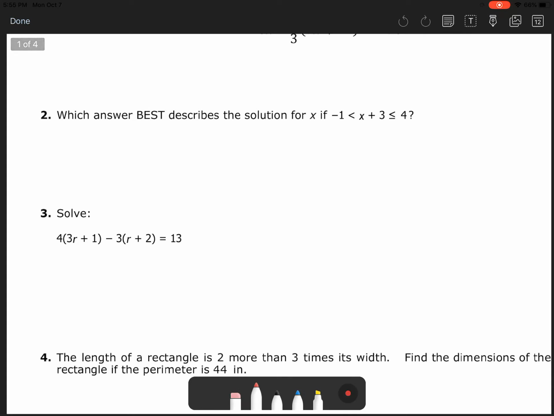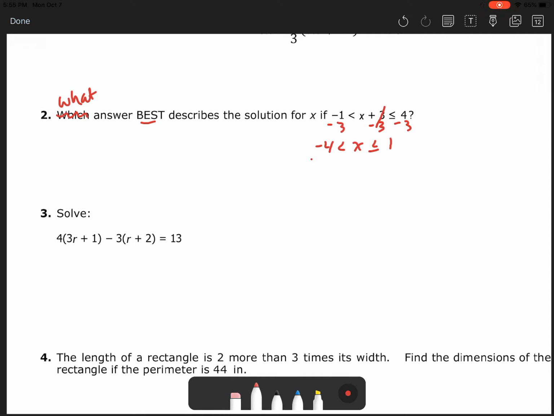answers would best describe the solution for x if negative 1 less than x plus 3 is less than or equal to 4? Okay, so we're just going to subtract 3 from all three sides. So that's going to give me negative 4 less than x less than or equal to 1. Okay. This is the condensed solution, right?